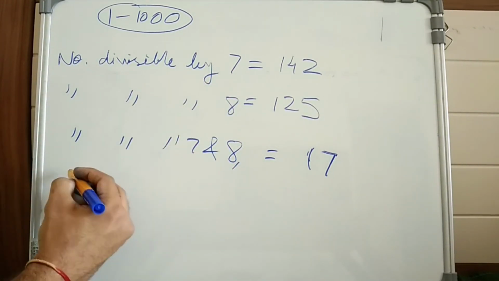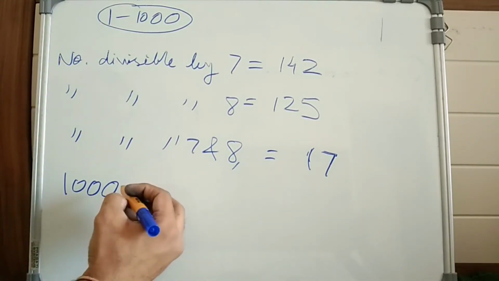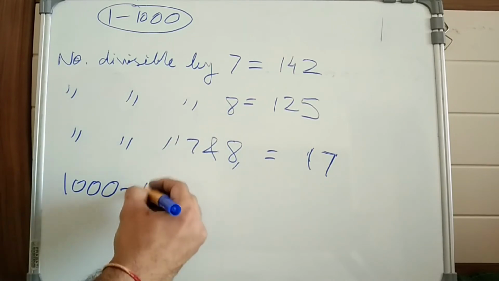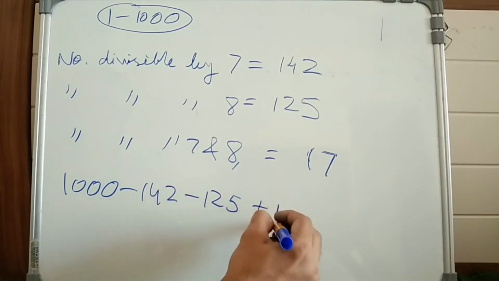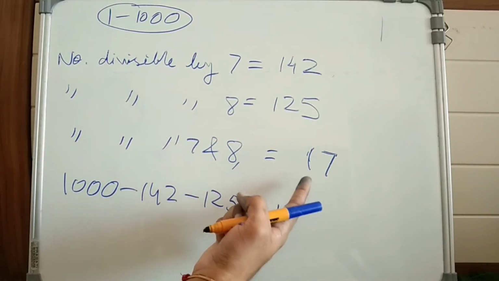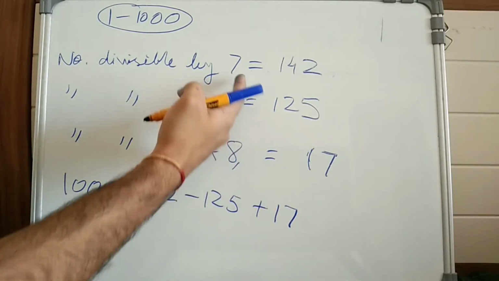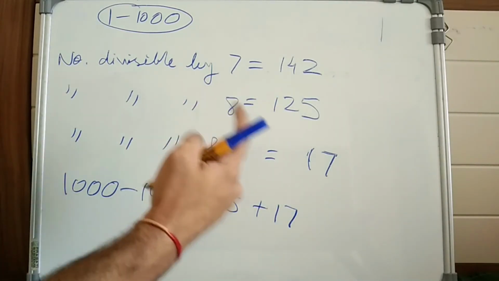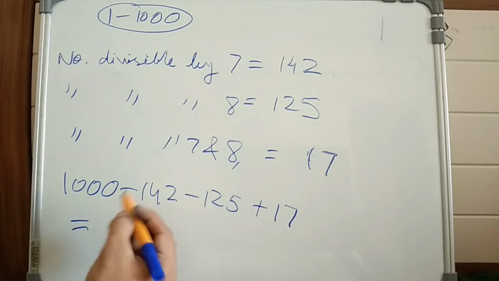So what we have to do is, how many numbers are there? 1000, which is the total number, minus 142, minus 125, plus 17. Why am I adding 17? Because these 17 numbers get subtracted twice. So I have to subtract them once, so I have to add them back once. So this is 750.